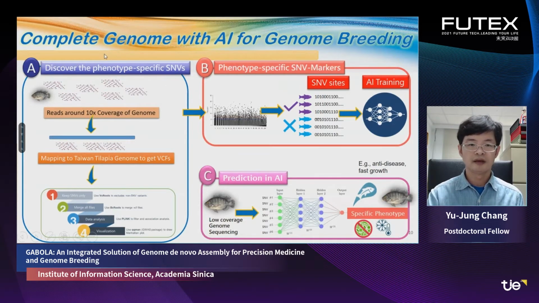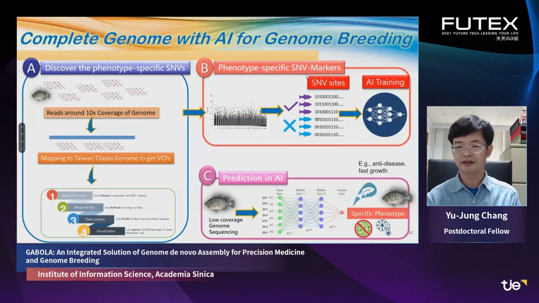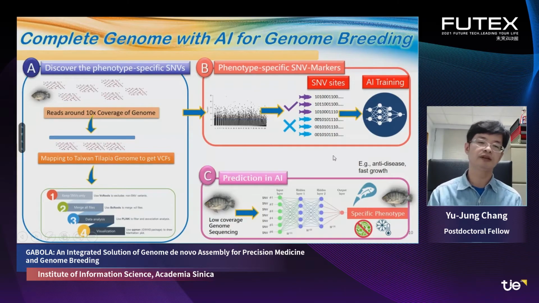For non-model species, with our complete genome assembly with AI for genome breeding, for example, you can discover phenotype-specific single nucleotide variations and map them to the Taiwan tilapia genome to get the VCF files. And we can identify phenotype-specific markers and do a prediction with AI, for example, for anti-disease and fast growth. This is the application of GABOLA.